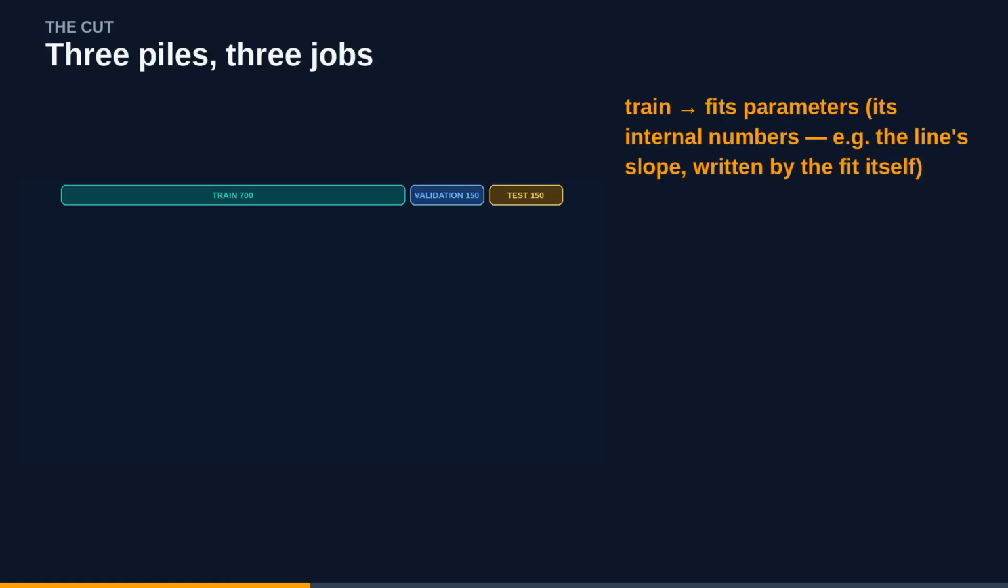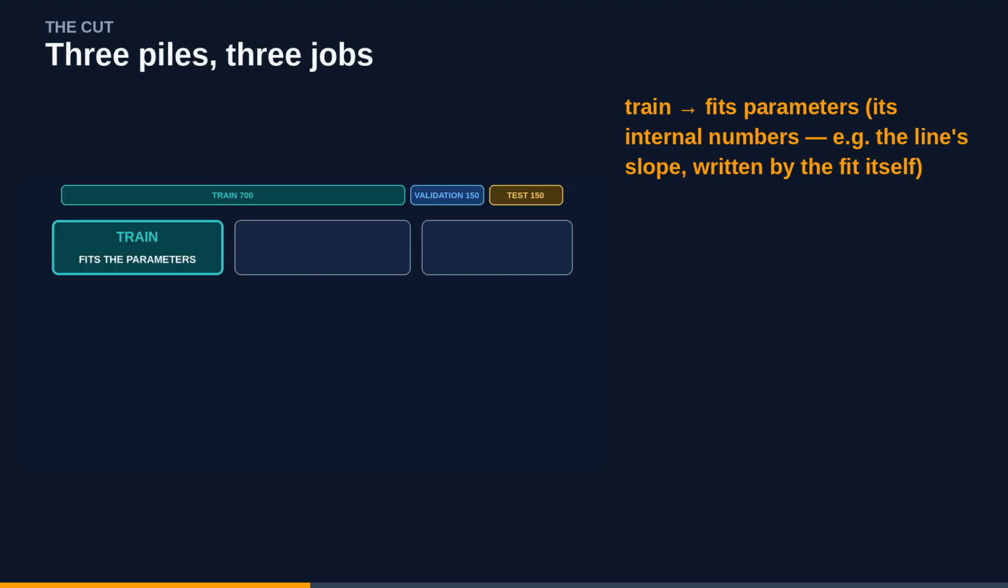3 piles, 3 jobs, each pile answers a different question. The training pile answers, what should the model's internal numbers be? Fitting a model just means adjusting those internal numbers, they are called its parameters, until the guesses on the training rows get good. Make that physical. For a straight line predicting rent from size, the slope of that line is a parameter. You never type the slope in, the fitting process writes it from the training rows alone.